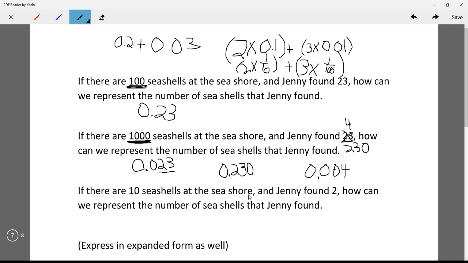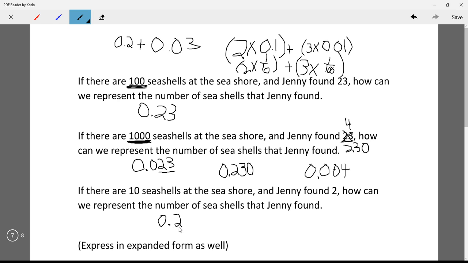Now, if there are 10 seashells at the seashore and Jenny found 2, how can we represent the number of seashells that Jenny found? So it just becomes 2 tenths, right? The whole amount becomes the tenths, and in this case it would be thousandths, in this case it would be hundredths. So tenths, and she found 2 out of 10, so it would just be 2 tenths.